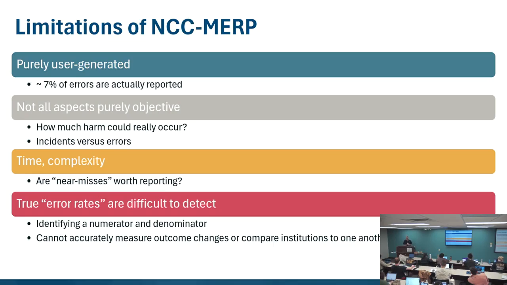And then incidents versus errors. We talked before about adverse events and then whether or not someone could have known about it. Here's an example. Let's say that the person was transferred from an outside hospital and they were transferred into a medical system that uses something like Epic, but the outside hospital did not use Epic.